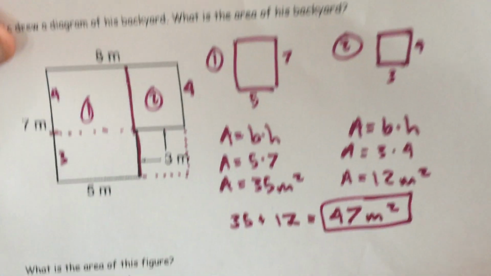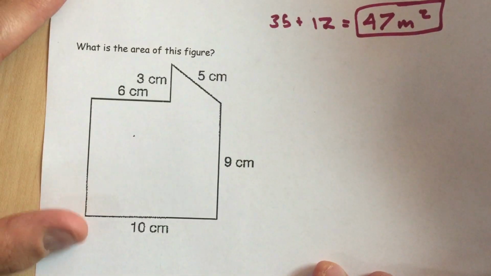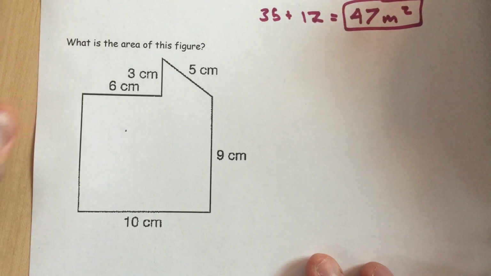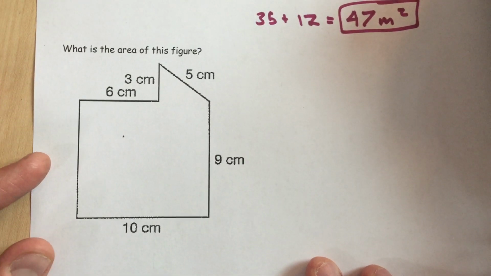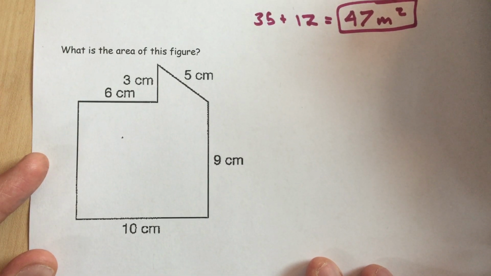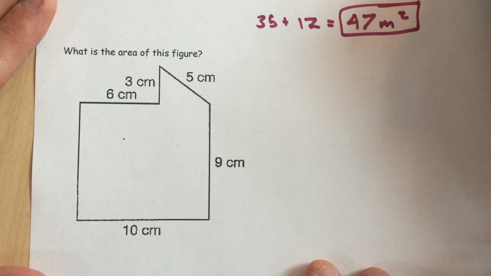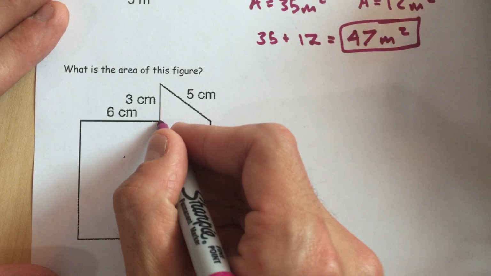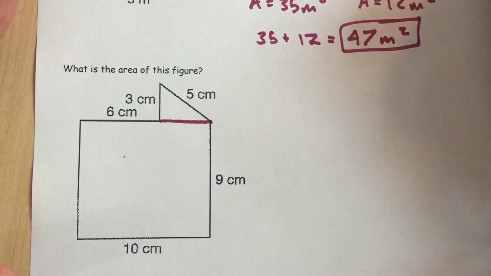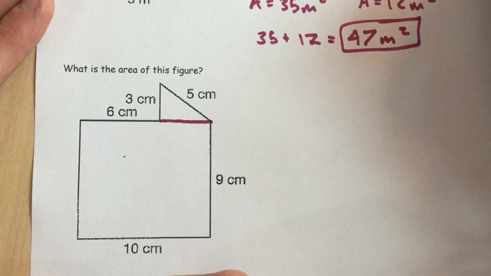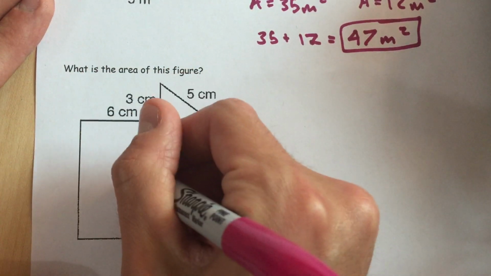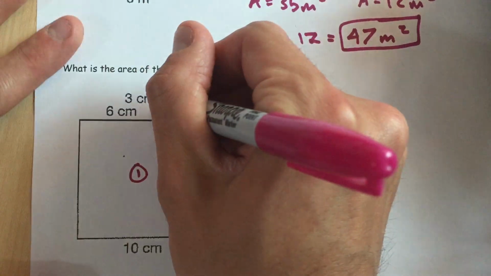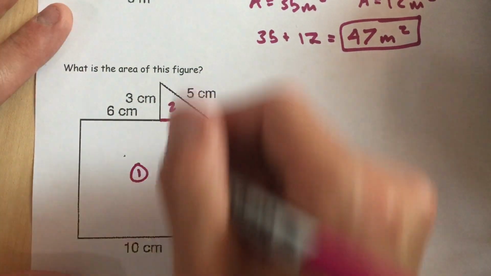All right, let's look at one that's more interesting. When you look at this shape, what do you see? There are lots of different ways to do this, but probably the simplest way is to make a cut right here so that we've got a triangle and a big rectangle. Let's label the rectangle number 1 and the triangle number 2.